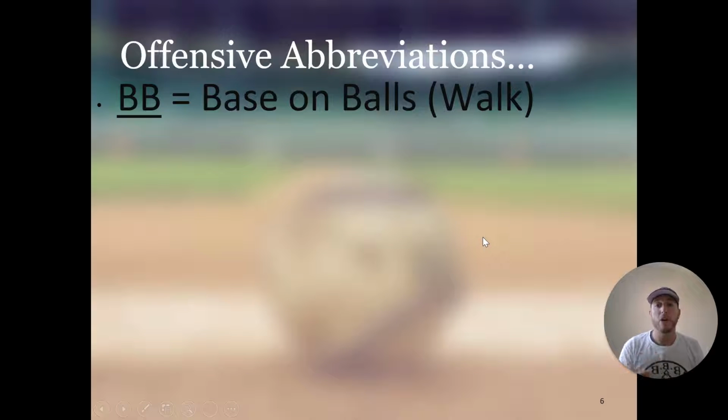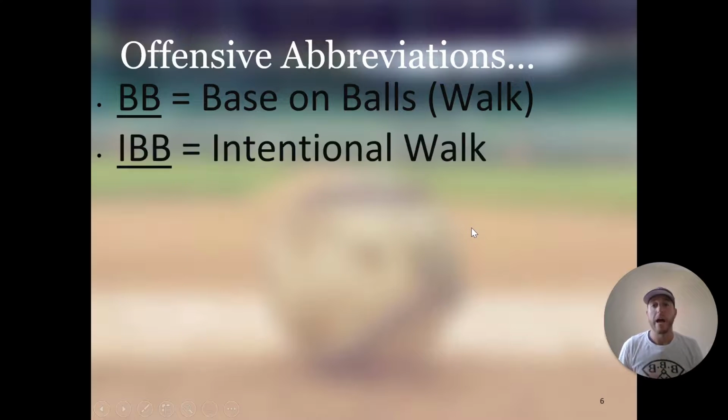BB is a base on balls, which is also called a walk. It's more commonly called a walk, but it stands for base on balls. IBB is an intentional walk, where the pitcher intentionally walks the batter for whatever strategic reason that they do.